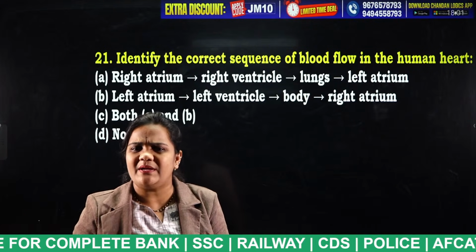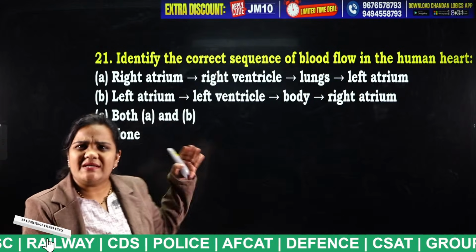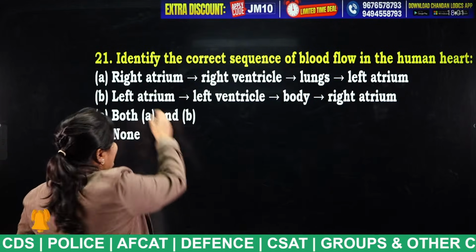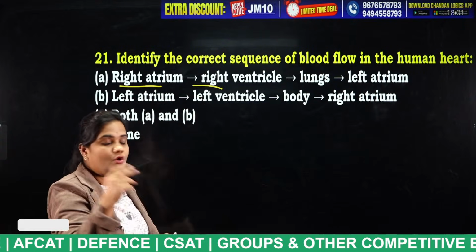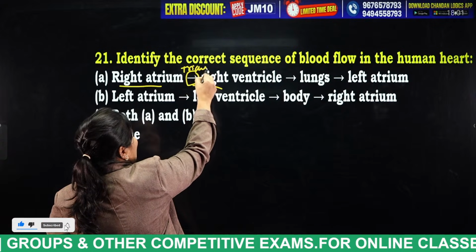So this is what happens in our heart. The heart is related to the circulatory system, right? So what is the answer for this question, students? Right atrium to right ventricle, as I told you. So what valve is present in between them? Tricuspid valve or bicuspid valve.